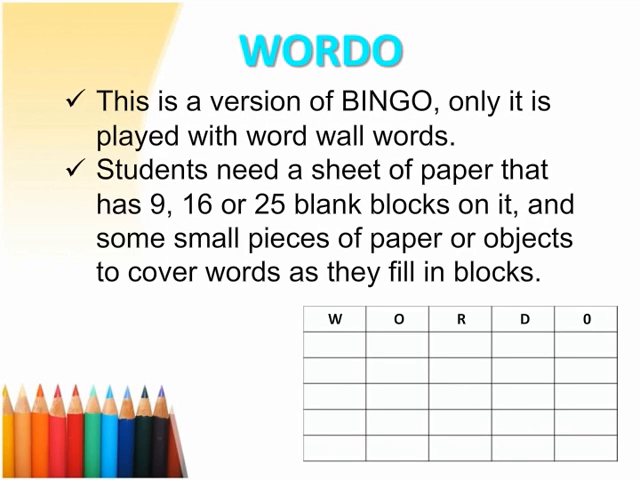Word-O is a version of bingo that is played with word wall words. Students need a sheet of paper that has 9, 16, or 25 blank blocks on it, and some small pieces of paper or objects to cover the words as they fill in those blocks. Various Word-O sheets have been included as part of the handout package.